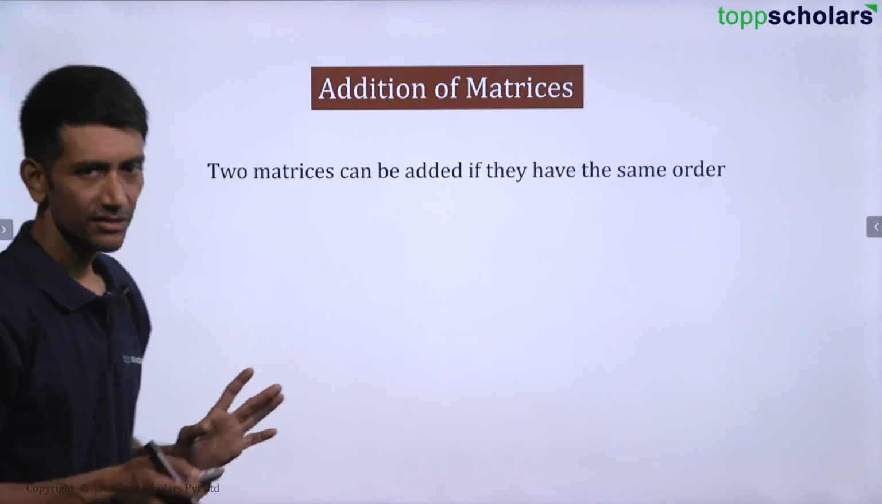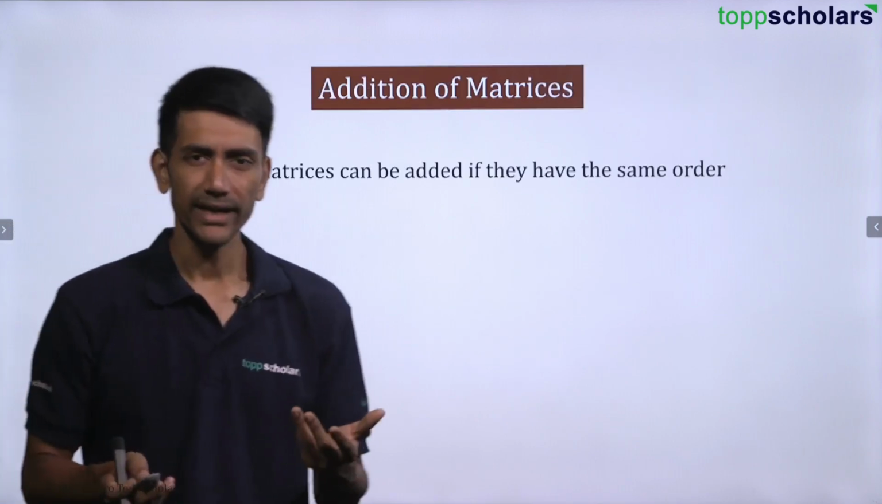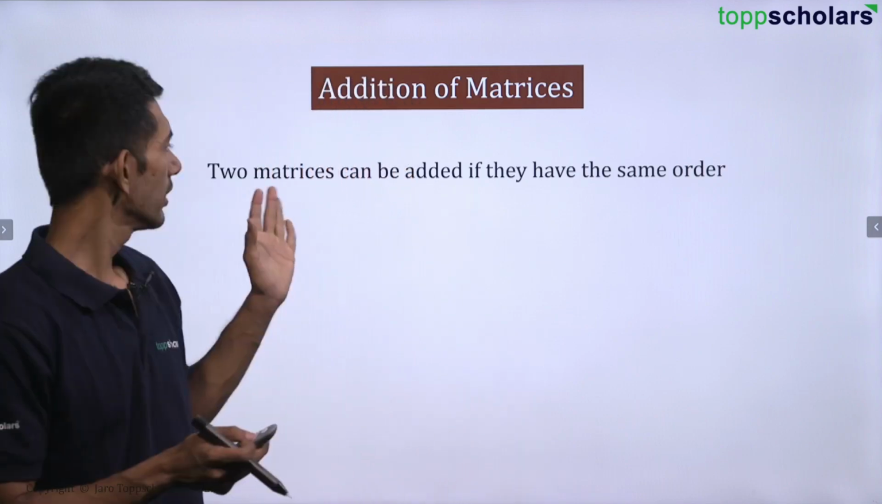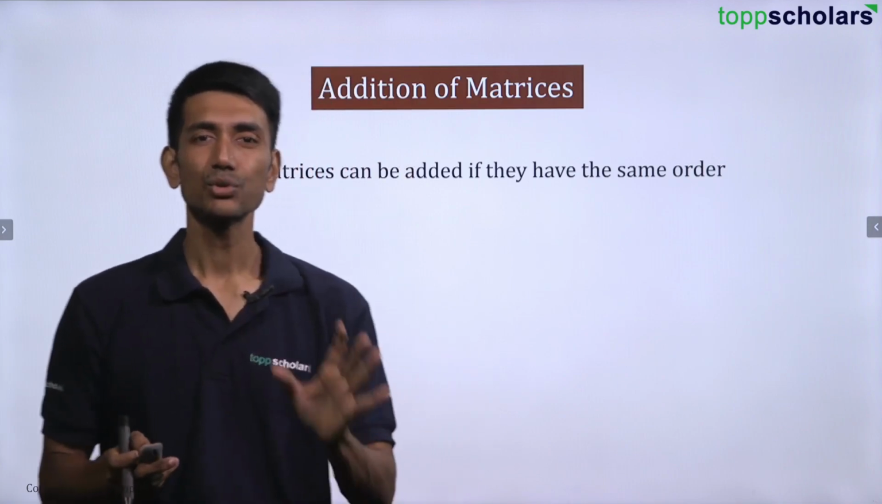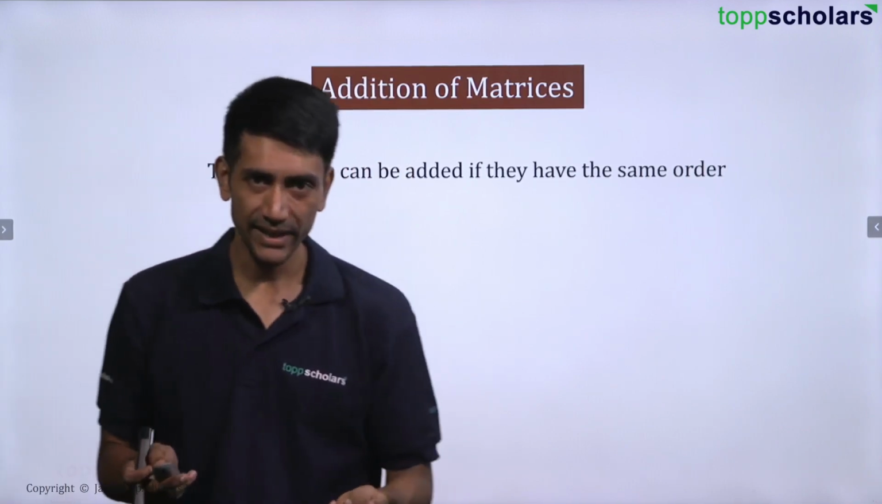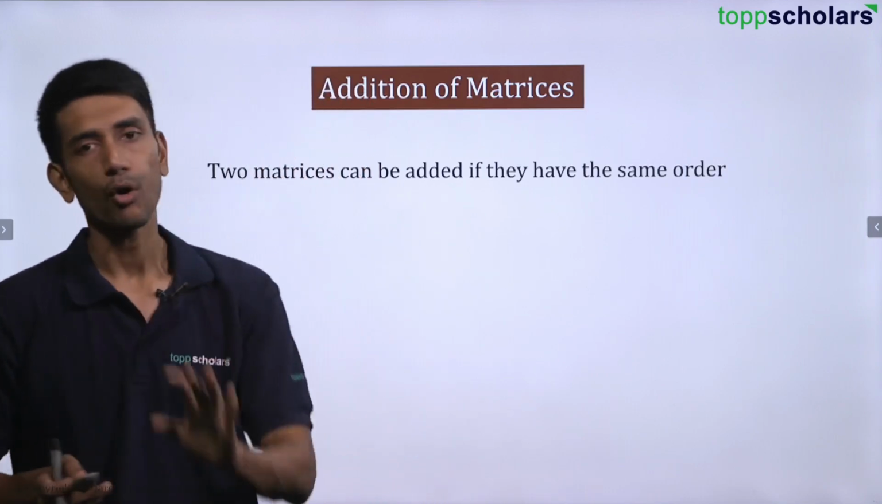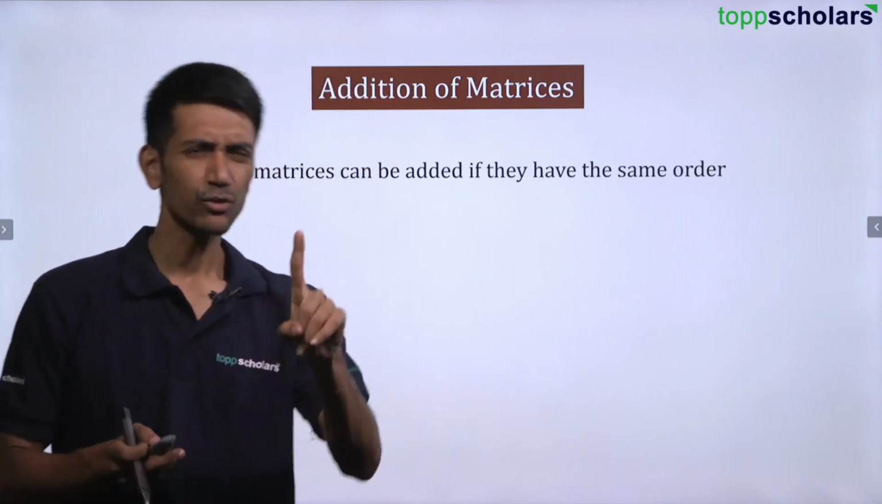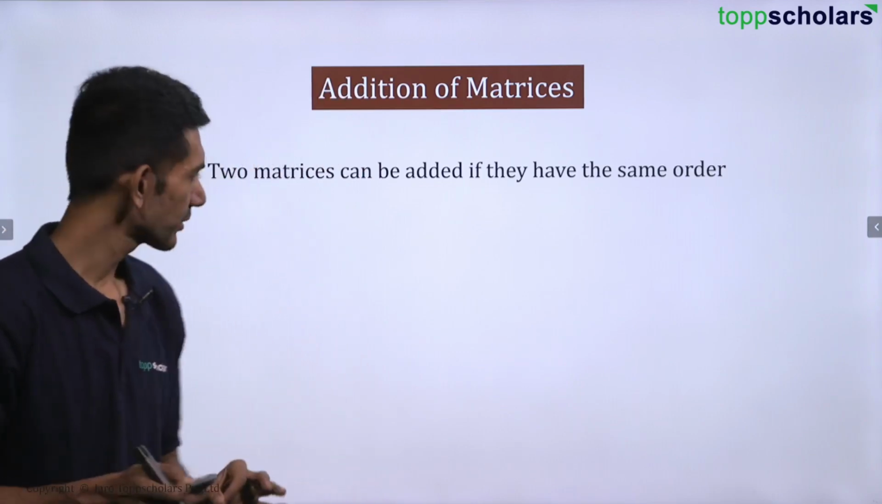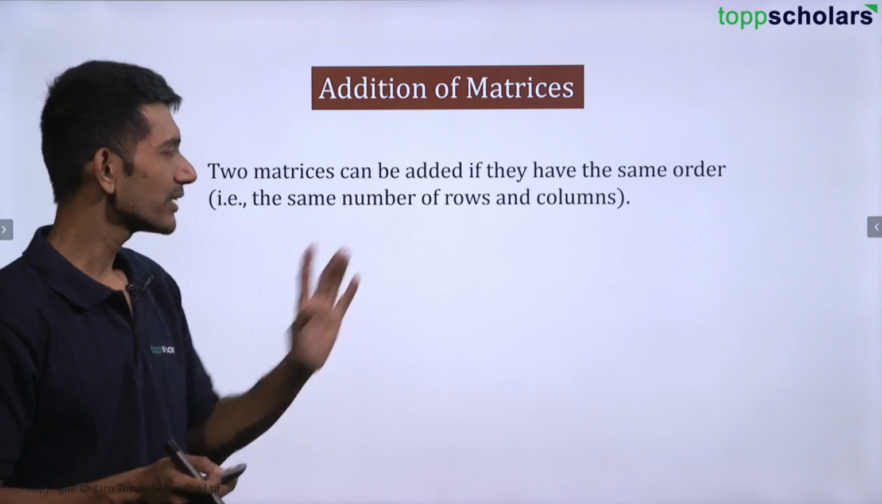So 2 matrices, there is a condition, there is some rule, right? In arithmetic also there are rules while adding numbers. Here also there is some rule when it comes to addition of 2 matrices. So 2 matrices can be added only if they have same order. If the order is same, that is only one condition. If the order is same, you can add the matrices. Same number of rows and columns, of course.